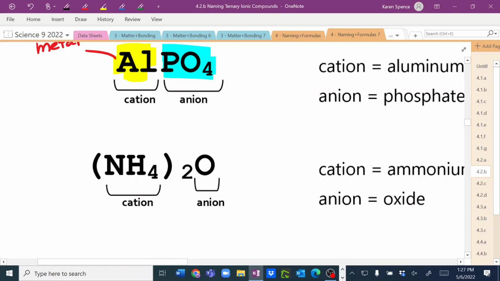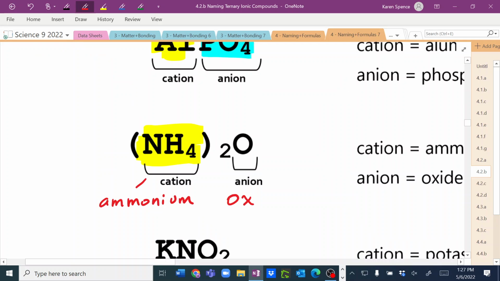And then all we're left with is the O. What do we name O? Ox what? Ide, okay? When you have an element, that second word changes to "ide." Just like before. Okay, nothing new there.